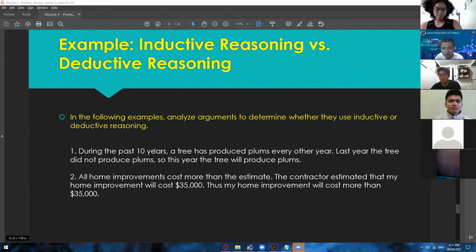Okay, so let's finish this one now. Number one: during the past 10 years, the tree has produced plums every other year. Last year, the tree did not produce plums. So this year, the tree will produce plums. So is this inductive or deductive reasoning?